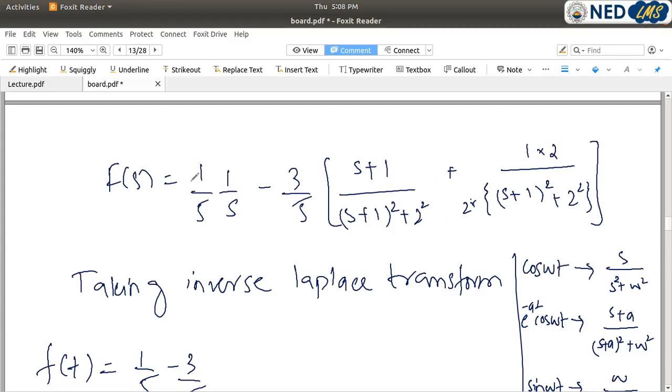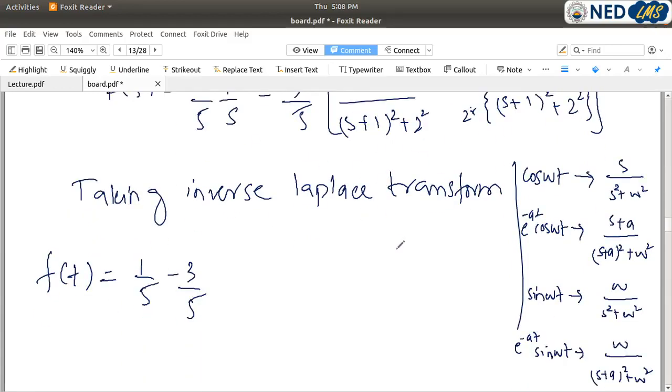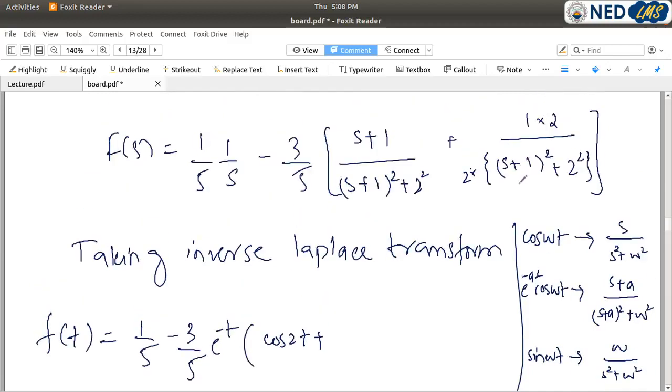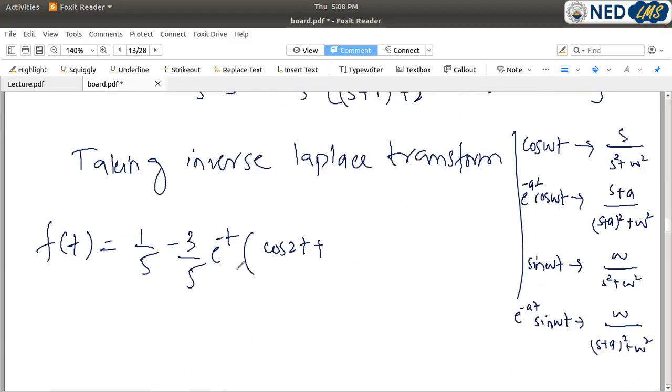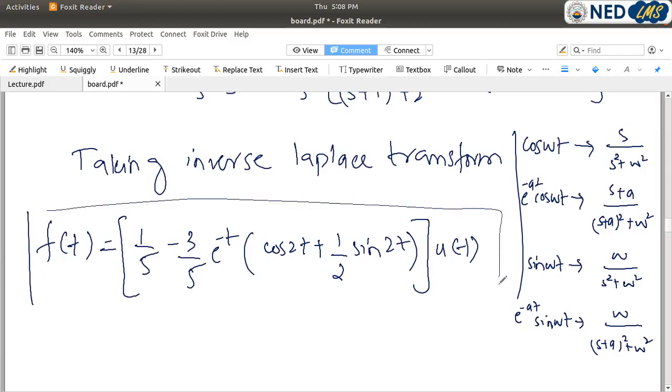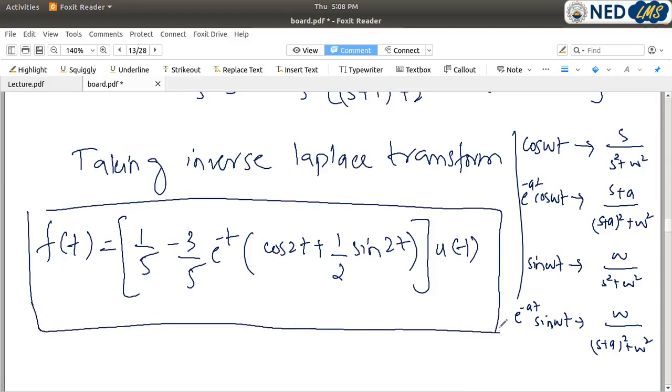So taking out e minus t from both of these factors, this will become e minus t cos 2t plus 1 by 2 sin 2t, and u of t in all of these terms. So this is the inverse Laplace transform of the function under case 3.